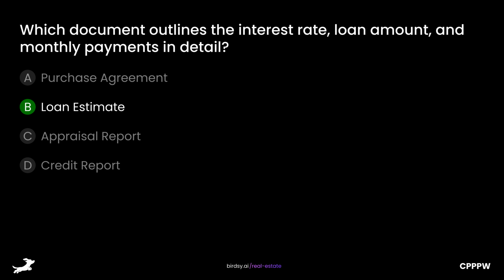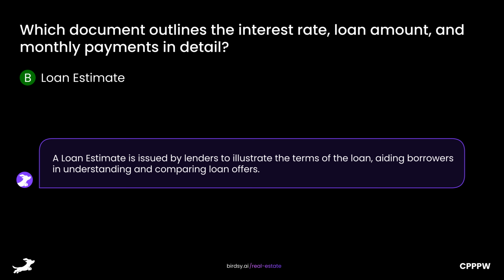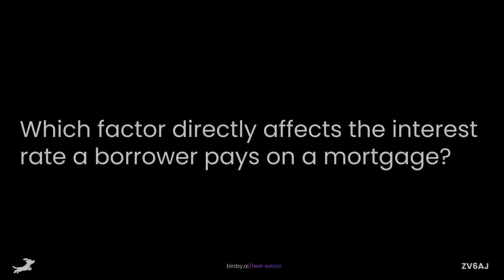The answer is B, loan estimate. A loan estimate is issued by lenders to illustrate the terms of the loan, aiding borrowers in understanding and comparing loan offers. Which factor directly affects the interest rate a borrower pays on a mortgage?